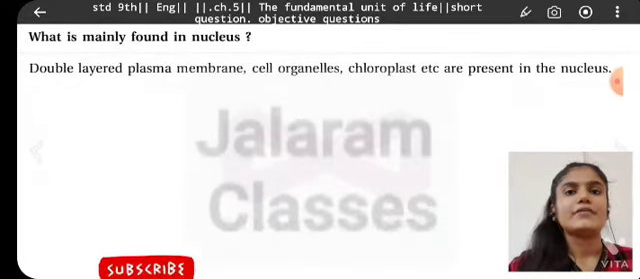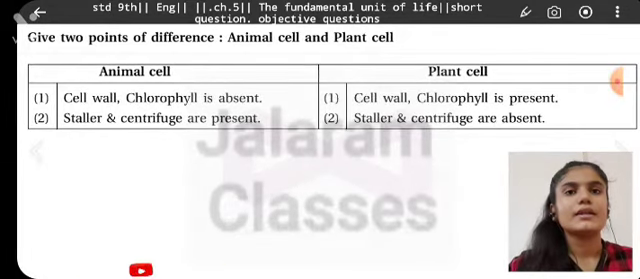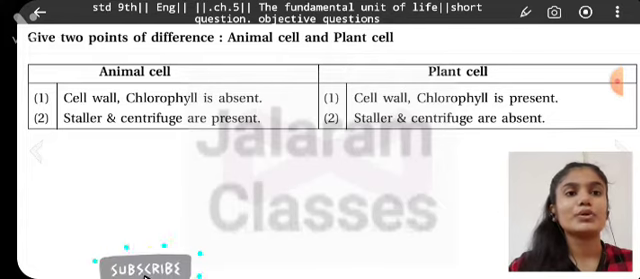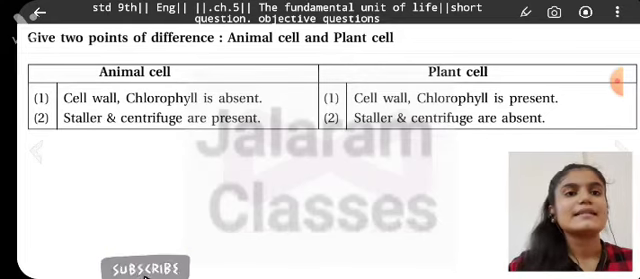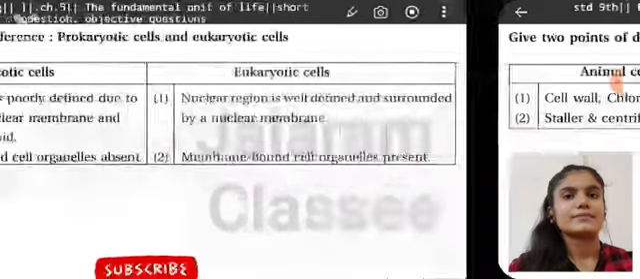What is mainly found in nucleus? Double-layered plasma membrane, cell organelles, chloroplast, etc. are present in the nucleus. Give 2 points of difference, animal cell and plant cell. In animal cell, cell wall and chlorophyll are absent, and in plant cell, cell wall and chlorophyll are present. Stellar and centrifuge are present in animal cell, whereas it is absent in plant cell.